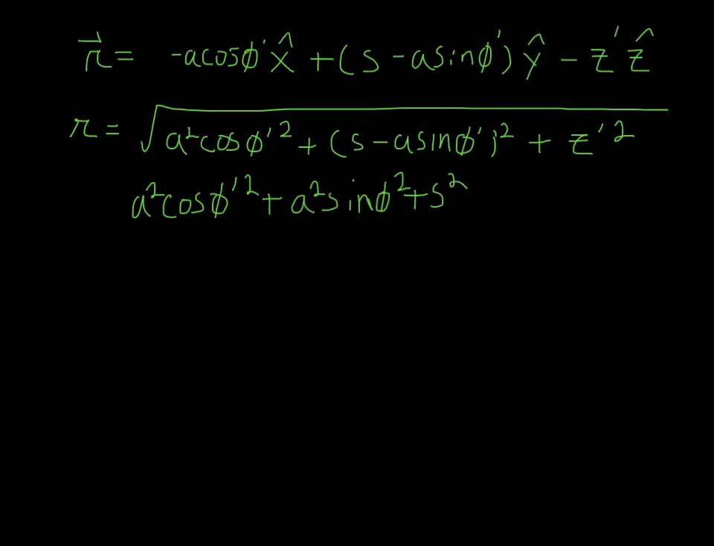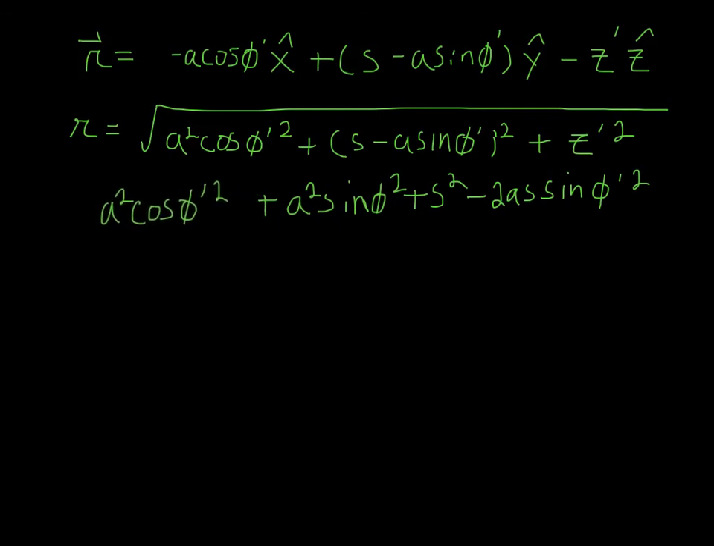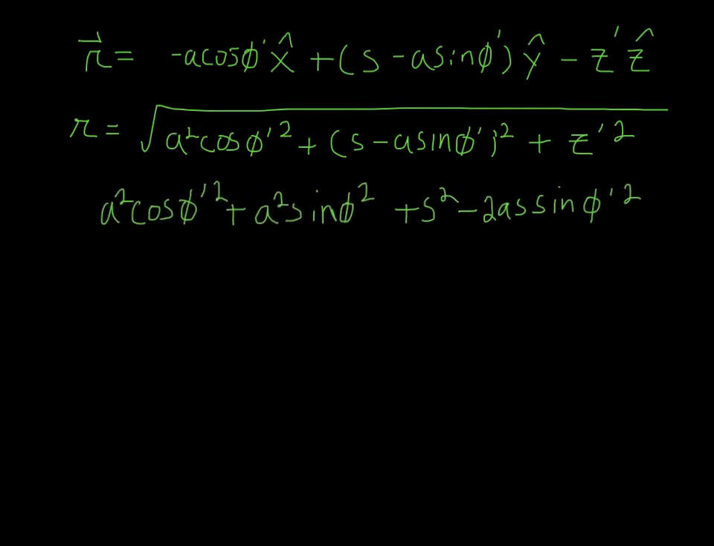s squared, and then plus that cross term, which is going to be minus 2as sine phi prime. Ooh, we can just squeeze in the z prime squared maybe. Let's see here. Let's move this whole thing over. Oh, come on, one at a time. All right, that's all right. We can live with that. Plus z prime squared. And let's put that all under the radical.